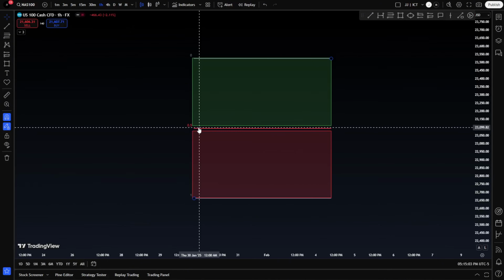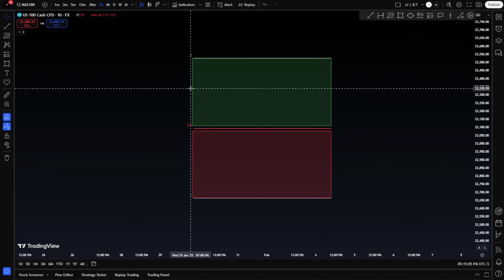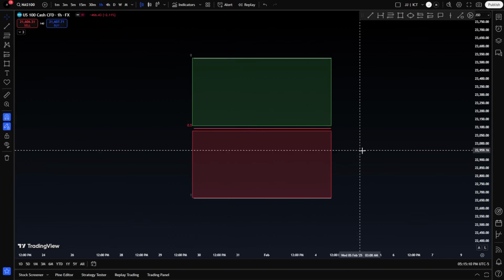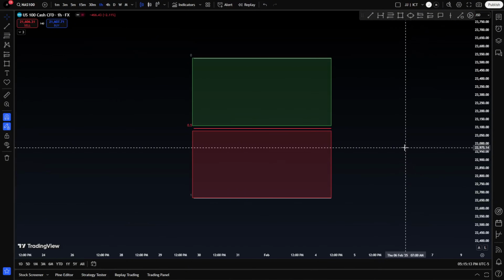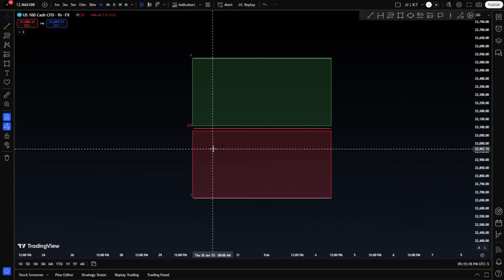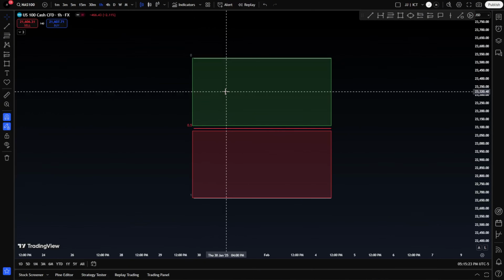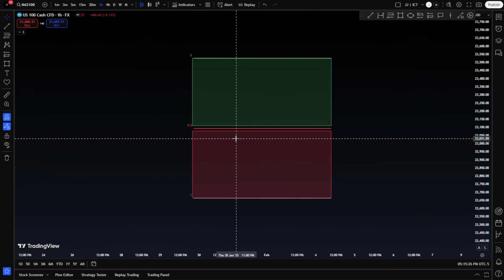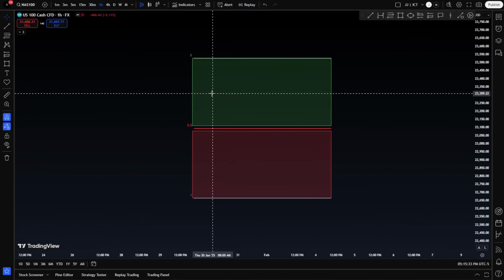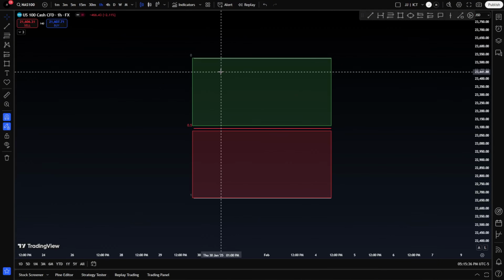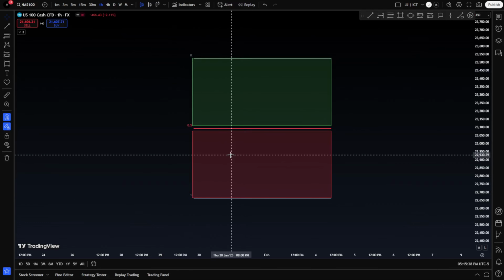Anything above equilibrium is premium, obviously. It's expensive prices. Anything below equilibrium is discounted prices. It's cheap. If it's in a discount, the market is at a low point right now. If price is in a premium, it's at a high point. Premium equals expensive. Discount equals cheap. Very simple, right? Nothing hard. But typically, if you're in a premium, you want to look for sells. If you're in a discount, you want to look for buys.